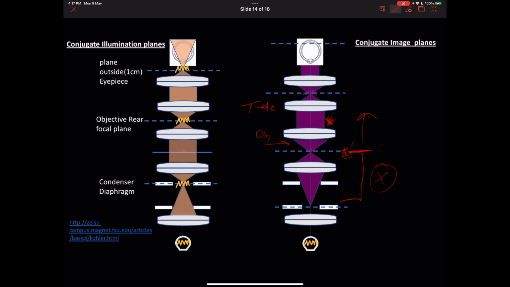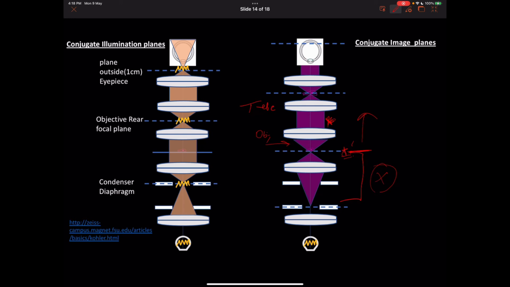Now, after it is passing parallel between the tube lens and the objective lens, there is a place between the eyepiece and the tube lens where it can focus. The tube lens will focus this. Hence, all the planes where the image of the sample will be formed are known as conjugate imaging planes.